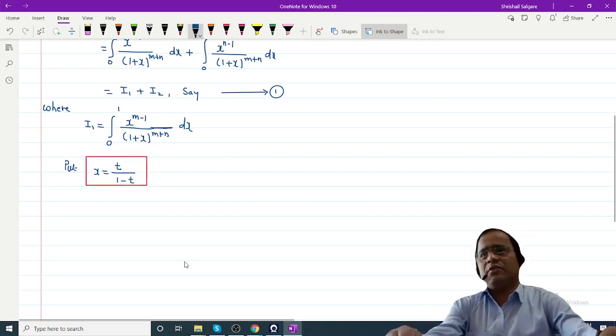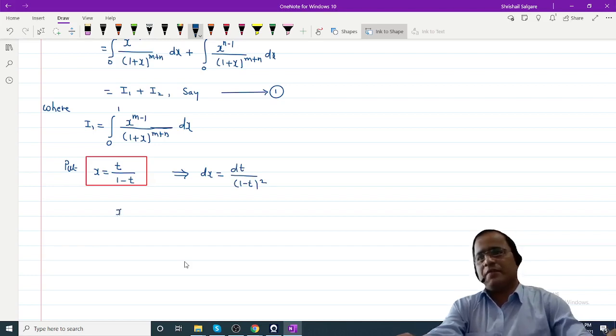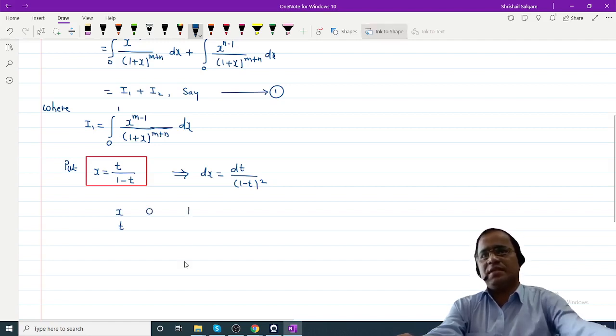Then, immediately without calculations, we have seen what dx is. Anyone? After lunch there should be interaction. What is dx? dx is dt divided by 1 minus t whole squared. Now for the limits, I will write them in tabular form, x and t. When x is equal to 0, what is t? When x is equal to 1, what is t? That we have to identify. So think about the second case.